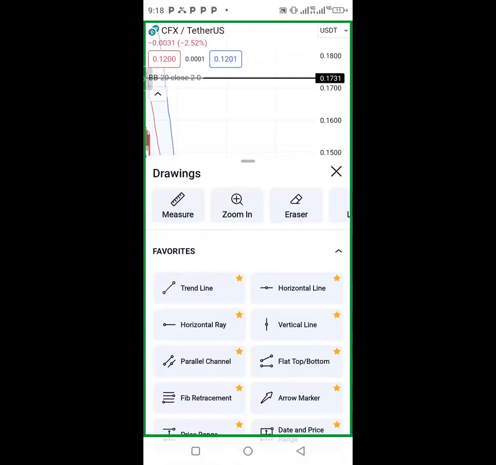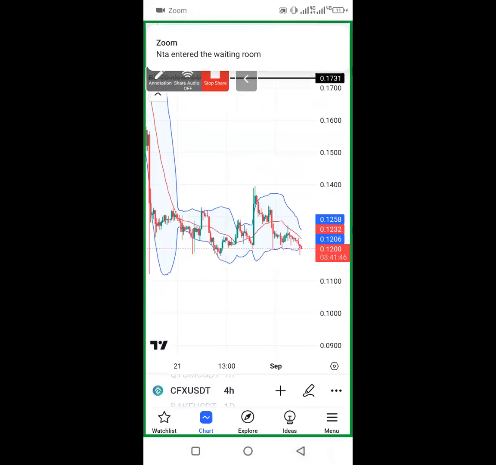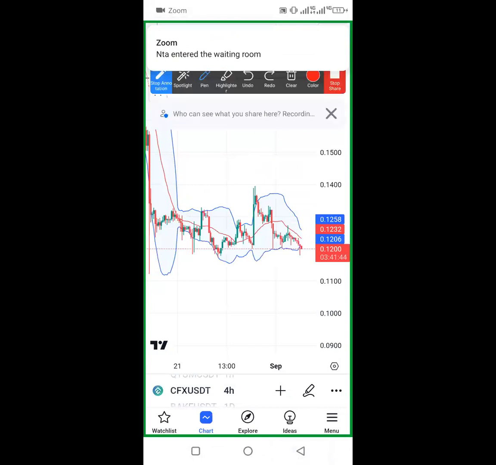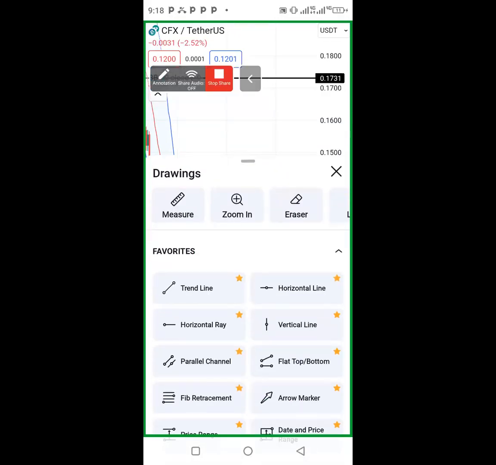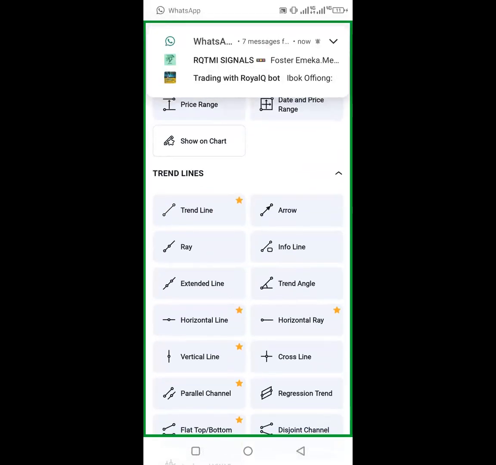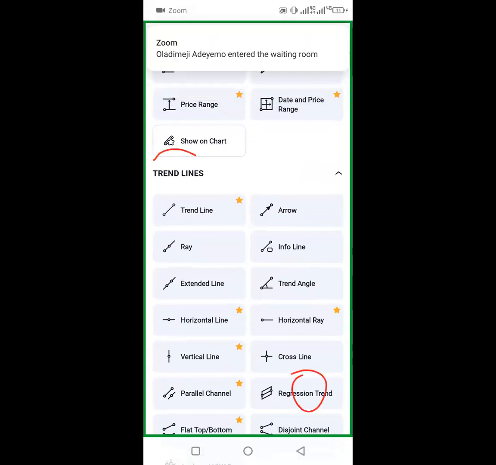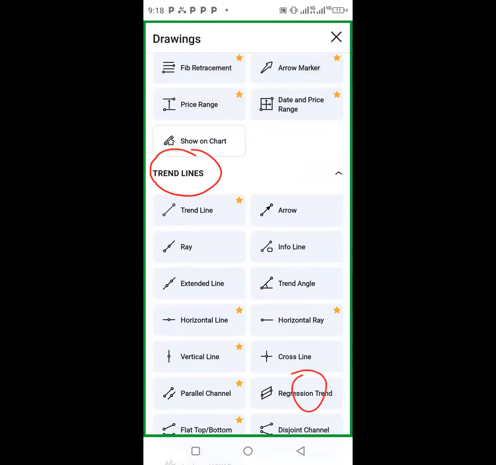Tap on the pen, not the green. You tap on the pen, this pen here. Once you tap on it, you scroll down and look for trend line. You see trend line.